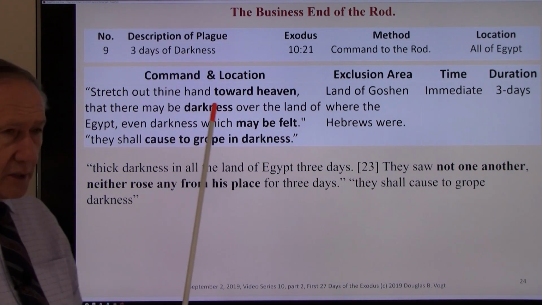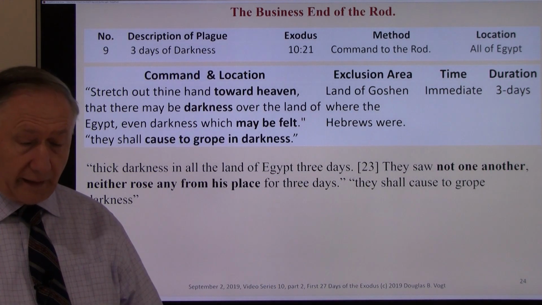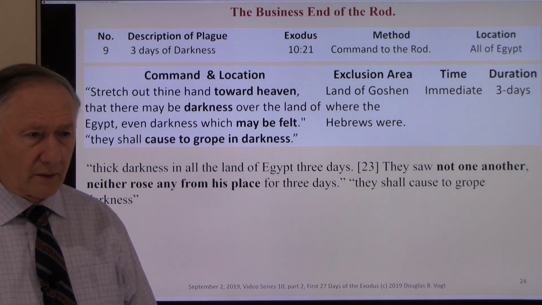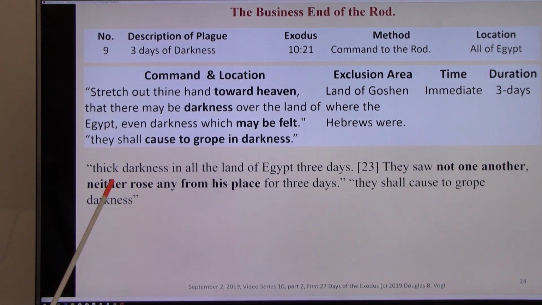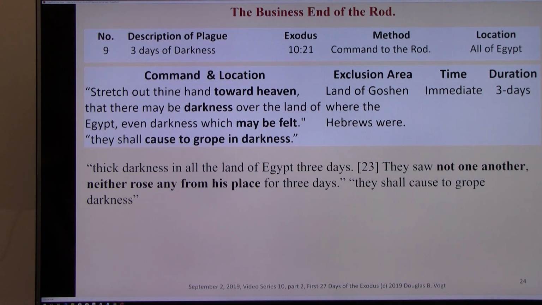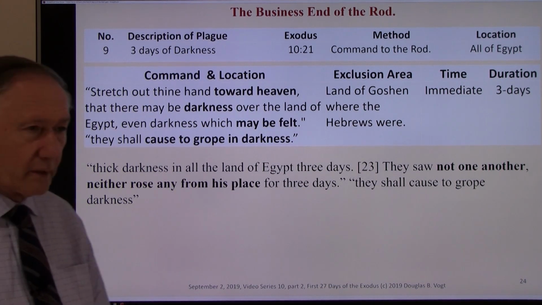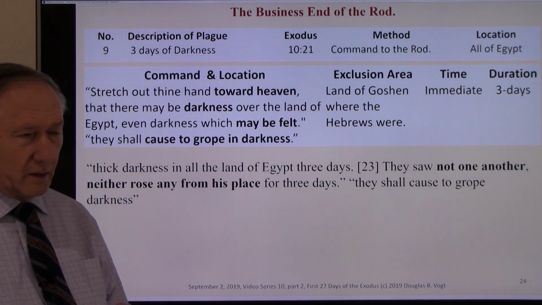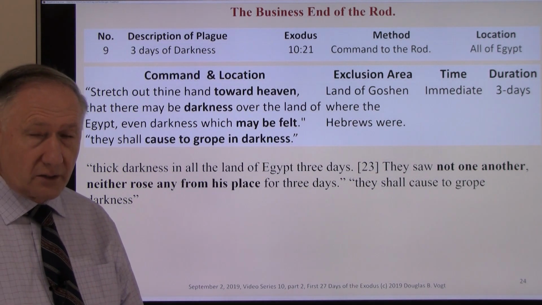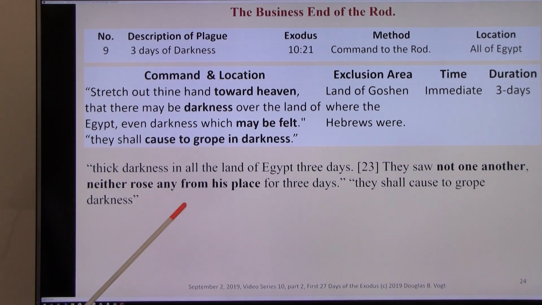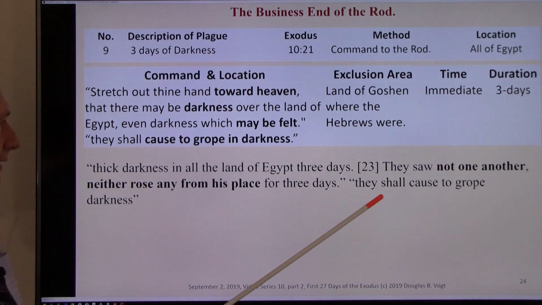Now, the Egyptians, if they were in their house, they had an oven going, they had light there. How come they didn't light a lamp there? Or somebody had to have an oil lamp. Look what it says in the Torah. Thick darkness in all the land of Egypt, 3 days. They saw not one another. If you're in your room, in your house, and you have a light or an oil lamp, you should be able to see your relatives and your family in the same room. Neither rose any from his place for 3 days. They shall cause to grope in darkness.